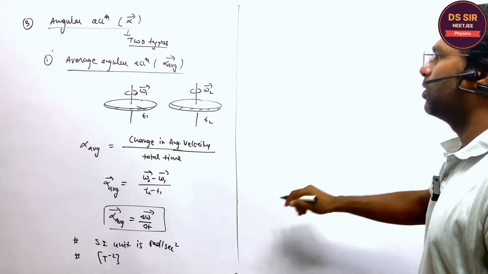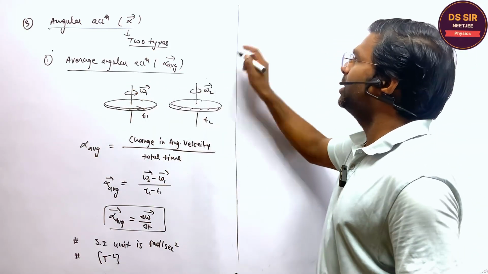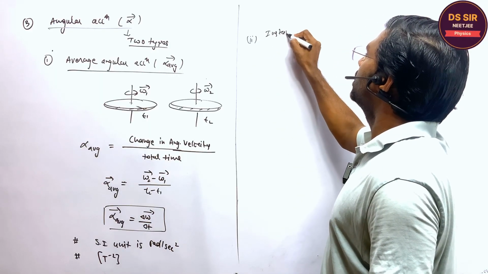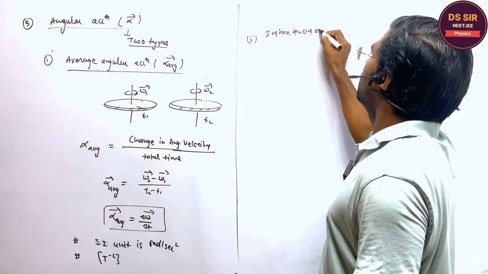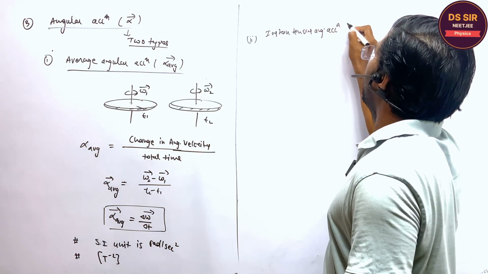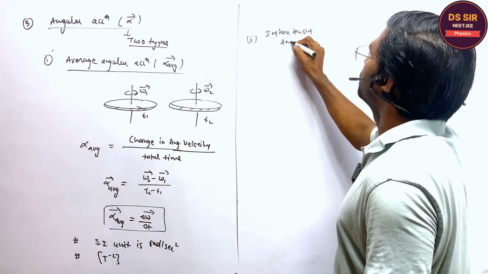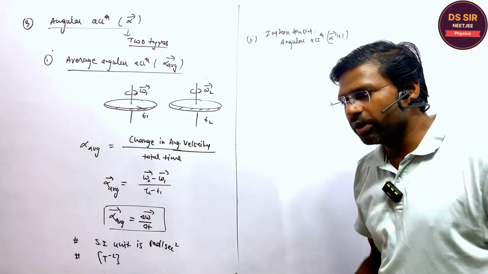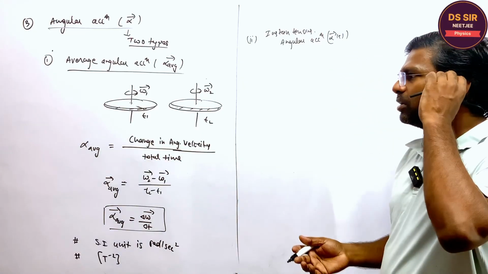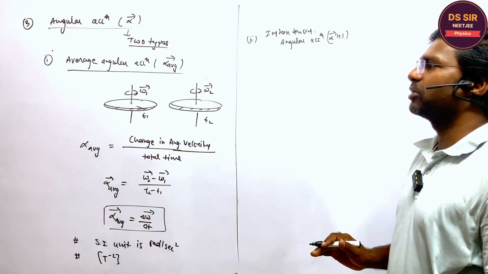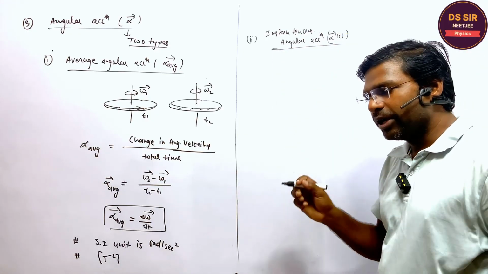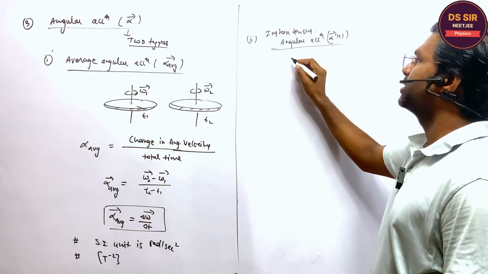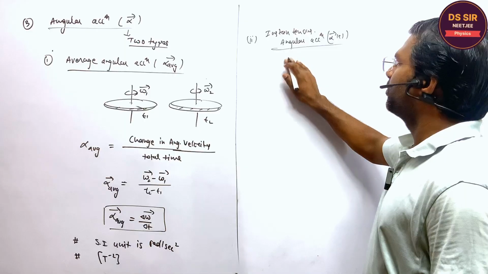Okay, now I explain the instantaneous angular acceleration, alpha. At a particular instant of time, the angular acceleration is called the instantaneous angular acceleration. Or the rate of change of angular velocity at a particular instant is called the instantaneous angular acceleration. I'm writing the definition. First I will explain.